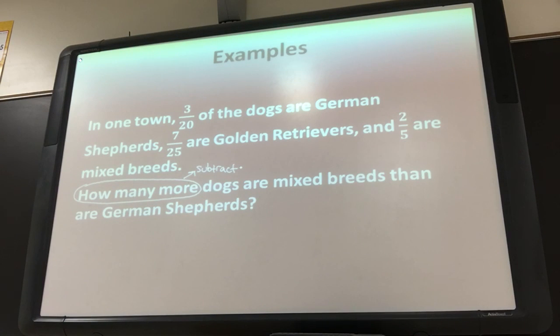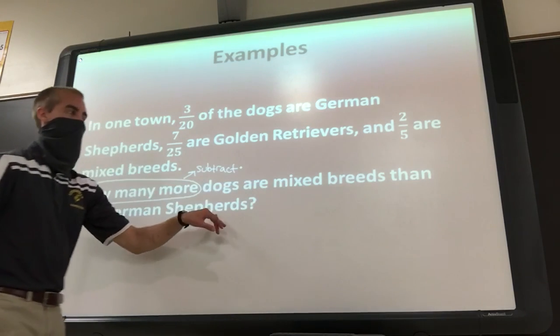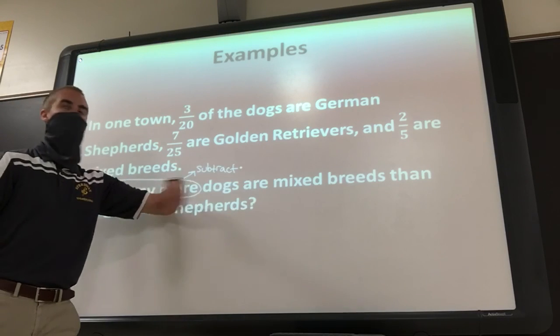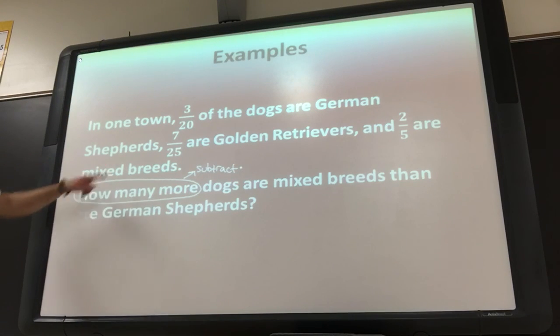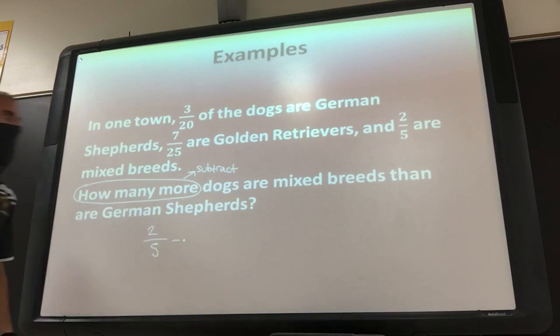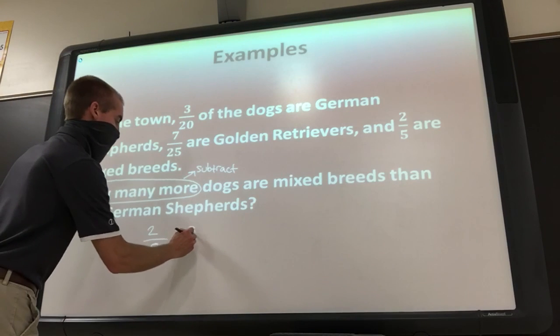Does order matter when we subtract? Does it matter which number comes first? Yes, it does. Okay? 2 minus 4 is not the same thing as 4 minus 2. But this tells us there are more mixed breeds than German Shepherds. So mixed breeds is going to come first, because that's the bigger number. So 2/5 mixed breeds minus 3/20 are German Shepherds.